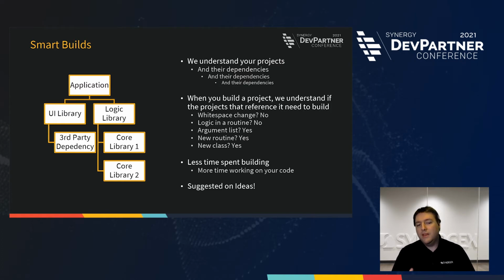Of course, if you make more substantial change, we will still need to rebuild. Changing the arguments list of the method or adding a whole other routine or class will cause the rebuilds to go up the dependency tree.